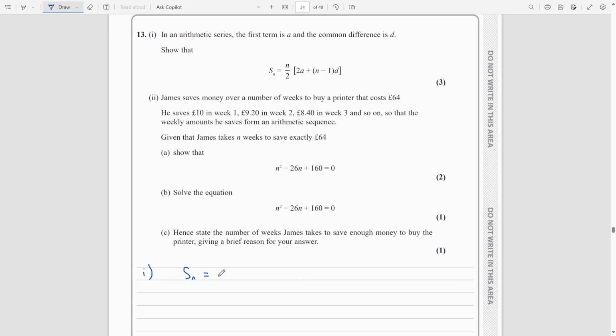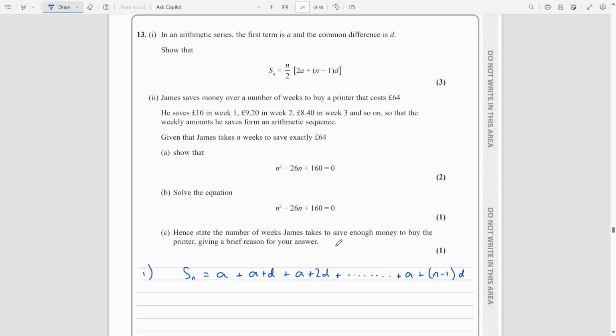Well, you take the first term, a, then you add the second term, which is a plus d. Then you add the third term, which is a plus 2d. And you do that all the way until you get to the nth term. Now, what is the nth term? The nth term is a plus n minus 1 d.